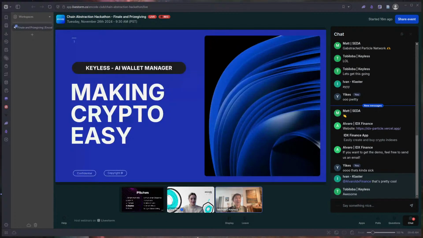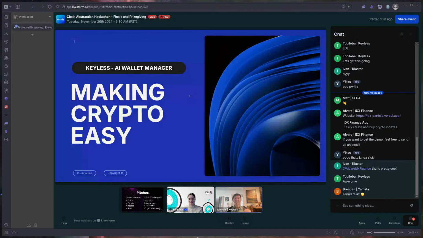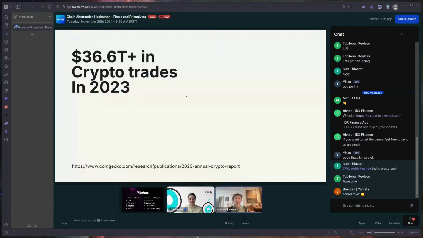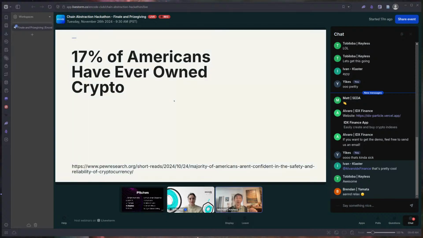Okay. Hi, I'm here to show you Keyless, the AI agent that makes carrying out crypto wallet transactions as easy as possible. In 2023, there were over $36.6 trillion worth of cryptocurrency traded. That is an absolutely insane amount of volume. But what's even crazier about that stat is that only 17% of Americans have ever owned crypto, and just 7% currently hold any, which doesn't change much worldwide either.